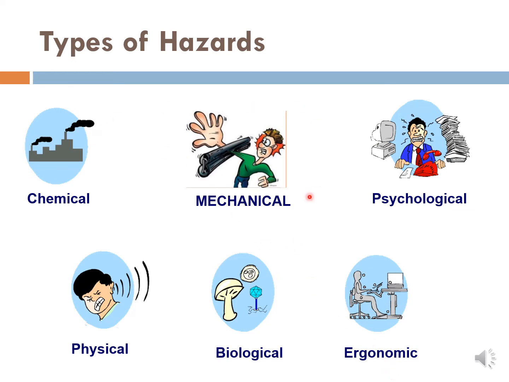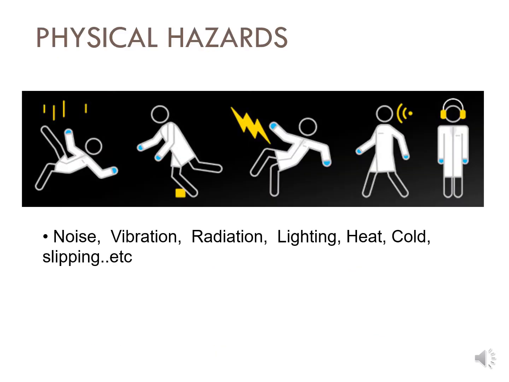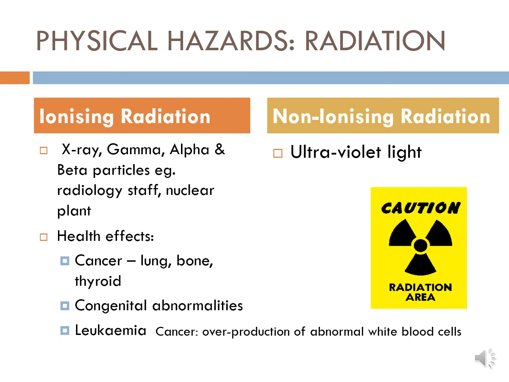All these hazards you can somehow feel, observe, or study in lab conditions or any other workplace. Physical hazards consist of things like noise, vibration, radiation, lighting, heat, cold, slipping, etc. All these are included in the physical hazards. The most important ones are ionizing radiation and non-ionizing radiation. They also fall under physical hazards. Ionizing radiation includes X-rays, gamma rays, alpha and beta particles. Those are part of the radiological category.